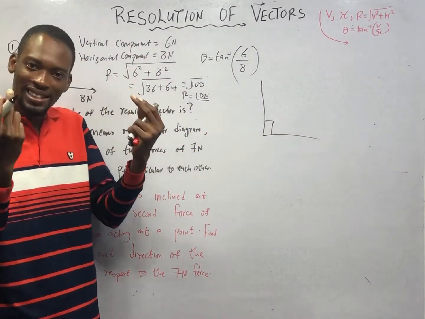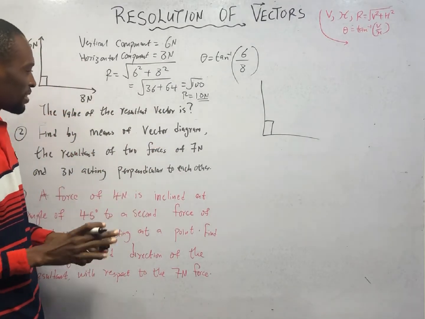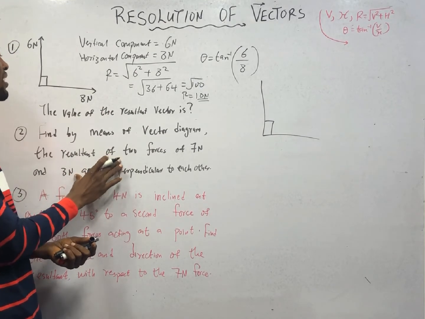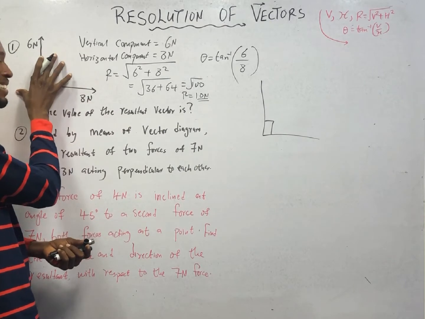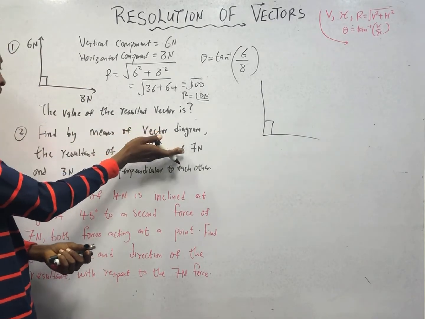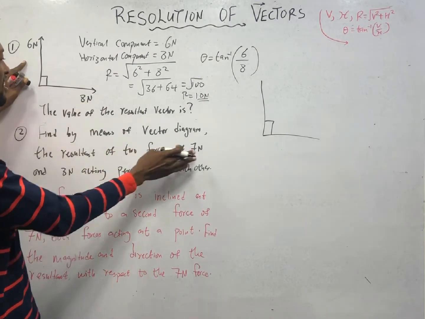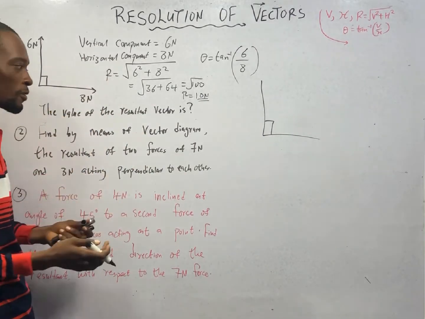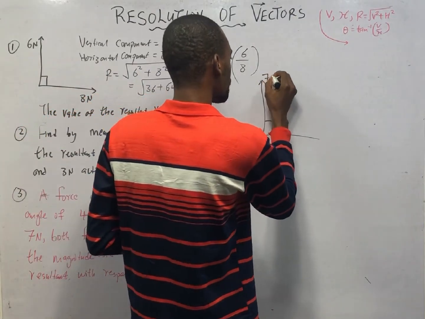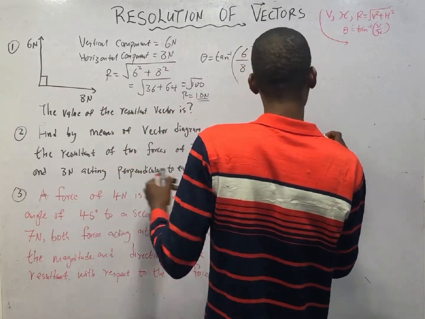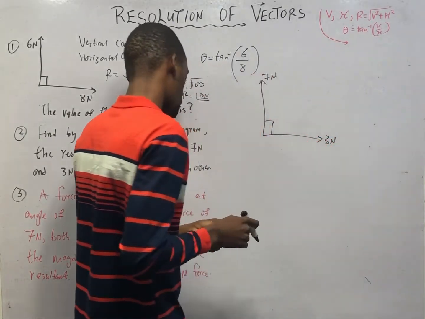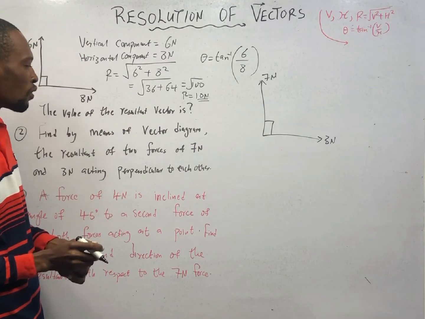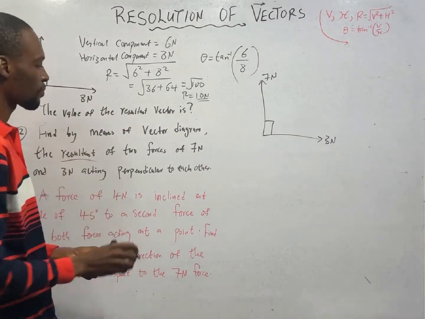Now, if you can think very fast, you realize that this question is more like a written part of this one. This question can be written as, find by means of vector diagram the resultant of two forces 6 Newton and 8 Newton acting perpendicular. So this is a written form of this question. So we have 7 Newton and we have what? 3 Newton. 7 Newton and 3 Newton acting perpendicular. And we're asked to look for the resultant.